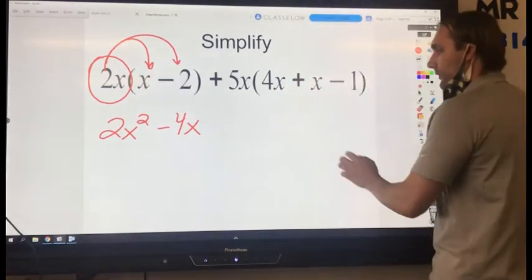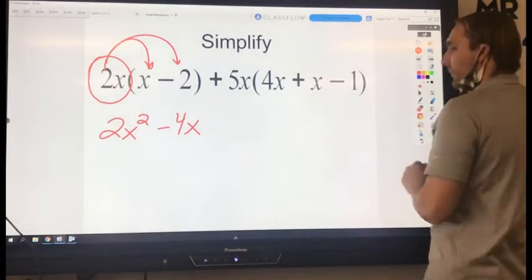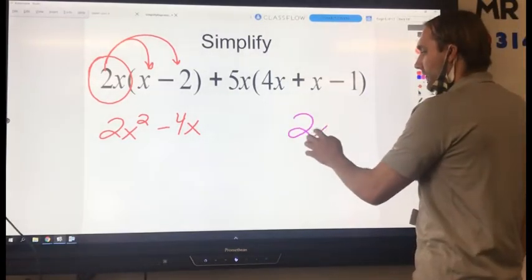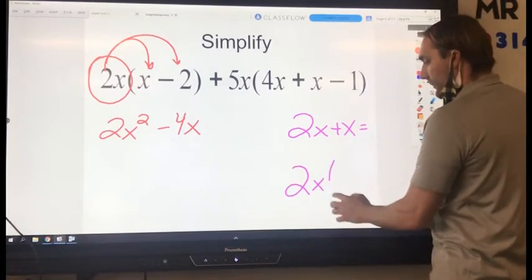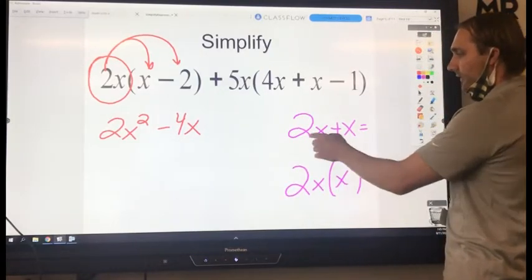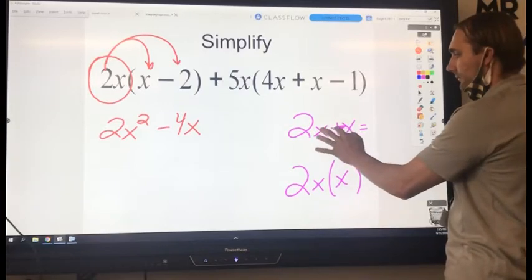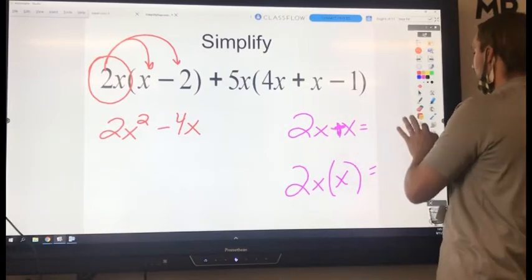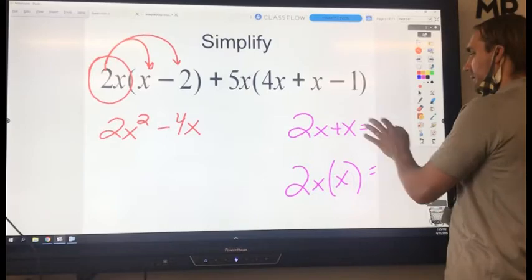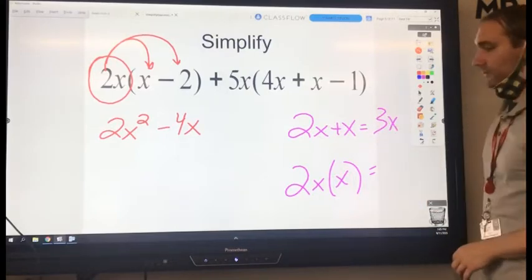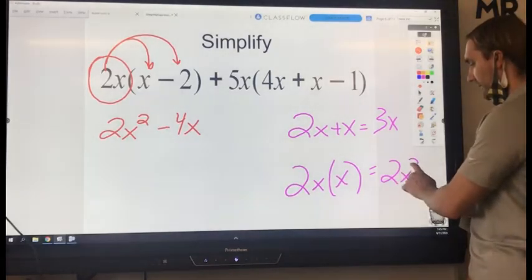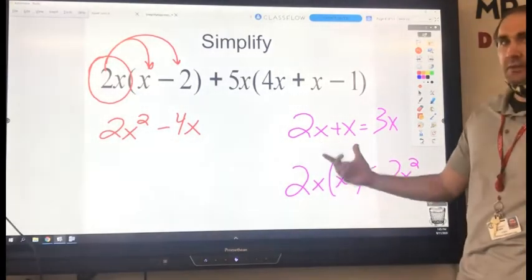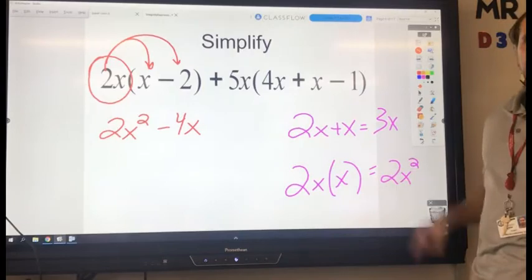Let me take a side note real quick. Please pay very close attention whether or not you're adding variables or multiplying variables. Because what's 2x plus x? 3x. Yes, 3x. And what's 2x times x? 2x squared. So pay close attention whether you're adding or multiplying. You see how it can easily get mixed up.